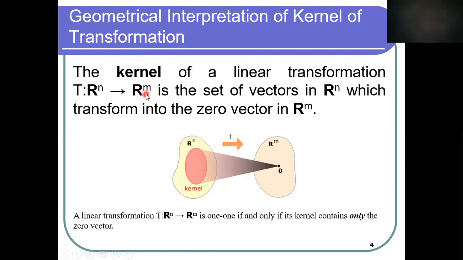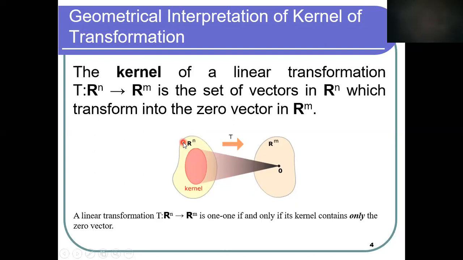There is a kernel if some set of vectors in this map into the zero vector. This whole domain is Rn. So there are some vectors, some elements of this set, that map onto the zero element. In that case, all these elements which map onto this zero are basically the kernel of transformation. And the kernel of transformation, dear student, is a subset of the domain Rn. I mean to say the kernel of transformation is a subspace of the domain Rn.